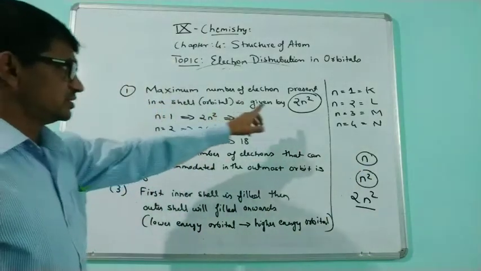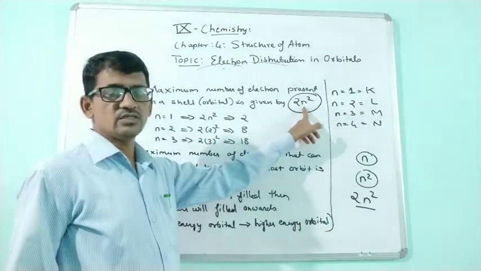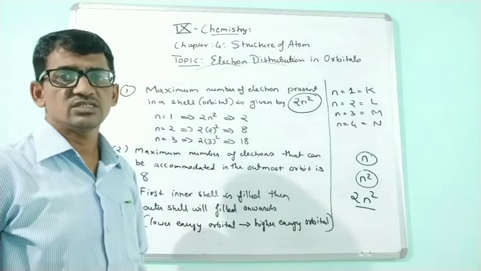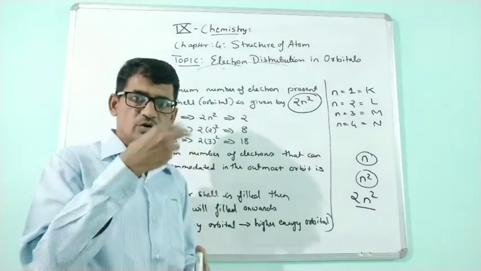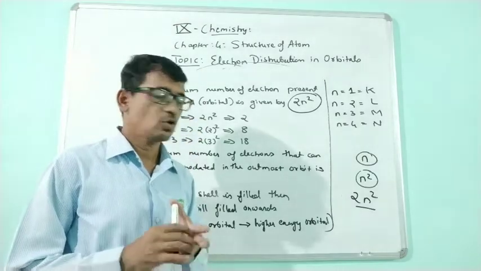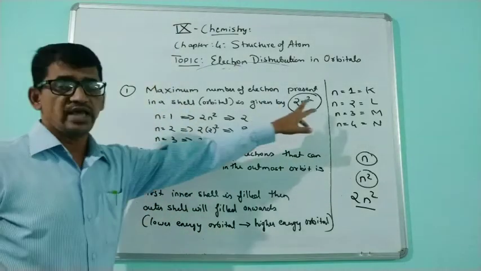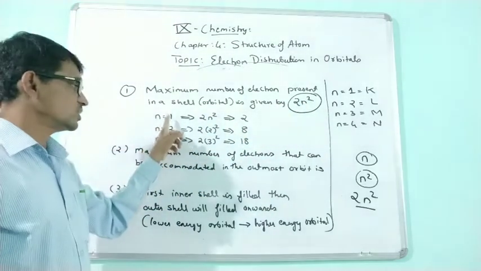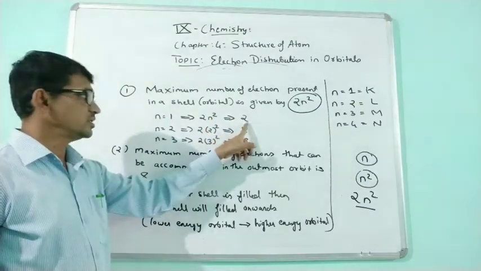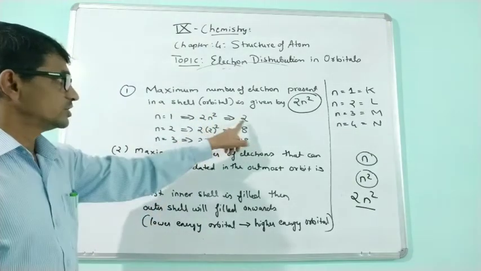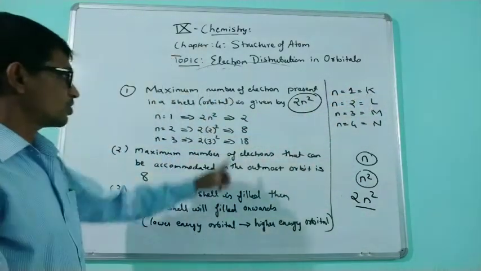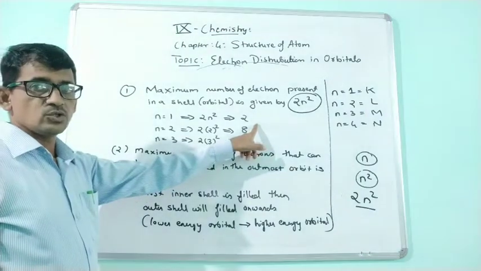The total number of electrons is given by 2n, multiplied by 2. It means the maximum number of electrons in one particular orbital is 2. In one circle, 2 electrons can be filled. Second, if you put the n value in a different way, n is equal to 1, then in the 2n square formula, 1 square is 1, so it is 2. So in the first shell, K equal to 1, the total number of electrons filled is 2.